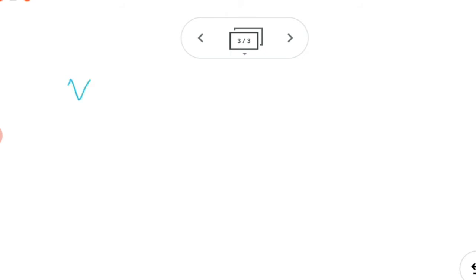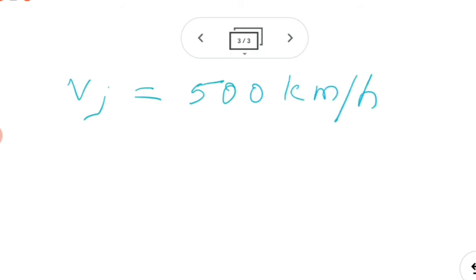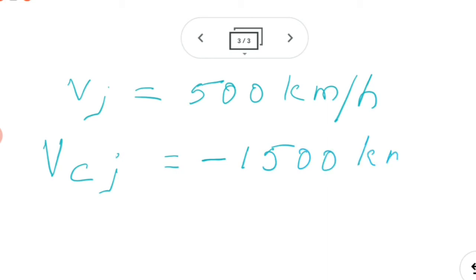So in this problem, velocity of jet plane Vj is equal to 500 kilometer per hour. Let's take the direction of motion of the jet plane as positive. What's given next is velocity of combustion products with respect to jet plane, that is VCJ. That VCJ is given as 1500 kilometer per hour. Of course, with respect to jet plane, the combustion products are moving in the opposite direction. So VCJ is equal to minus 1500 kilometer per hour. These are the two things which are given.